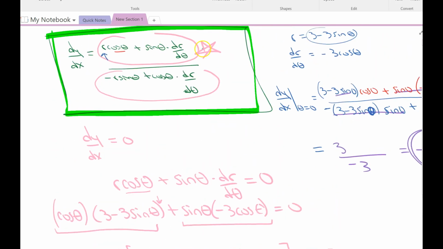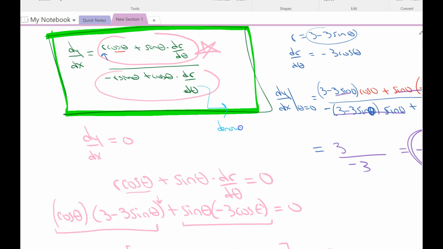Now, if dy dx is undefined, maybe you're wondering, why did it turn out that when I set the numerator equal to 0, I actually got theta equals pi over 2? Well, if you look at dy dx, and if I set the numerator equal to 0, I got those values, theta equals pi over 6, 5 pi over 6, pi over 2, and 3 pi over 2. If I set the denominator equal to 0, and you can do the algebra on your own, here's what happens.